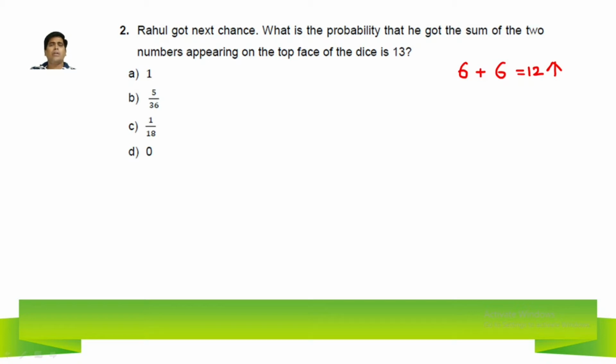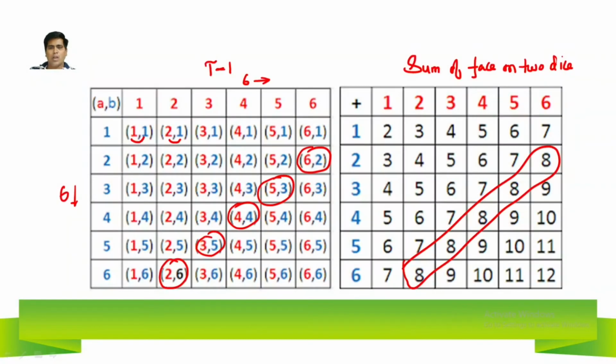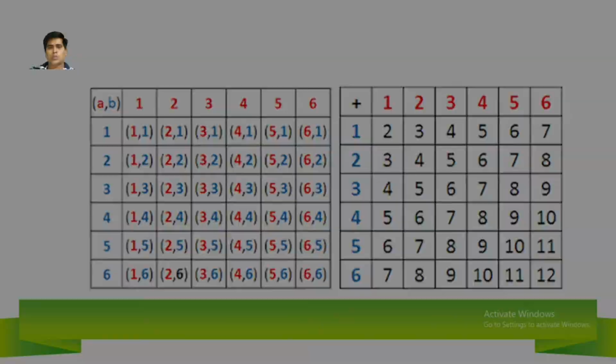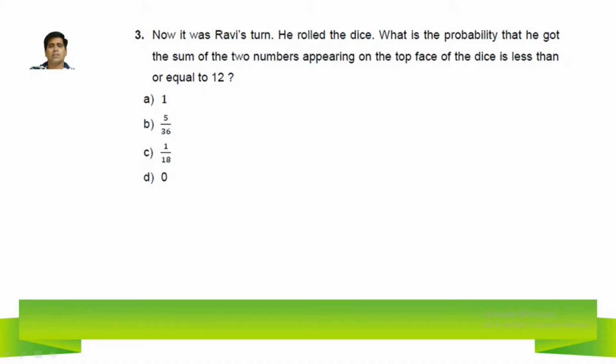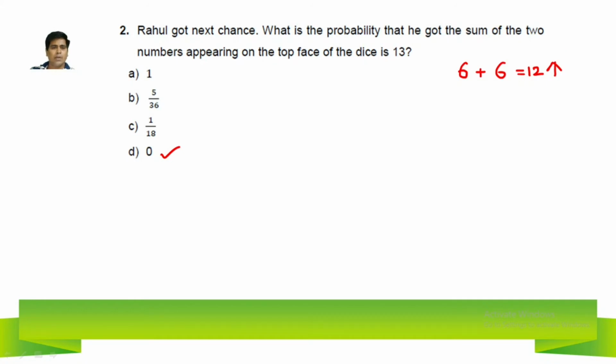So what is the probability of an impossible event? It's clearly 0. We can verify this from the chart also. If I go back to the chart, what is the maximum value of the sum of faces? Here it is 12. So more than that we don't have. It starts from 2 to 12, that's it. But he's asking about 13. So it's an impossible event, so the probability is 0. So for the second question, we have declared that it is 0.